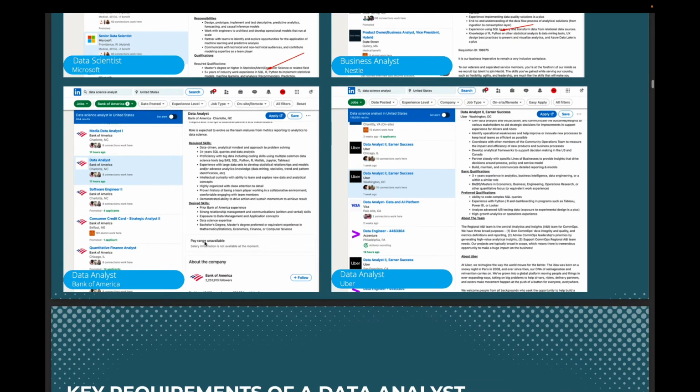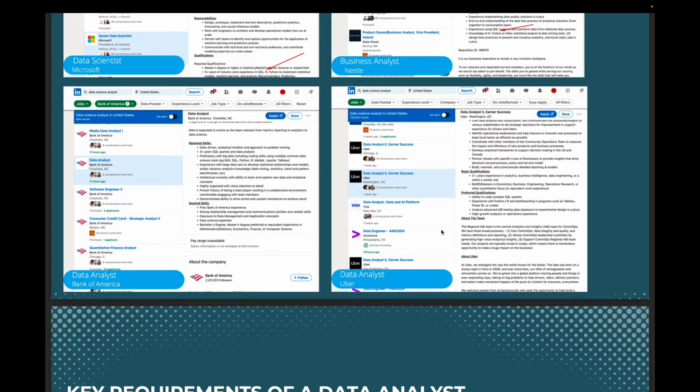For the data analyst position from Bank of America, you can see it over here: SQL, Python, R, Jupyter Notebook, Tableau. You have all of that in this course, and some statistical skills which you also have in this course. For the data analyst position from Uber, you can see SQL, Python, and R, Tableau, Power BI. You have all of that in this course, so you're in the right course.